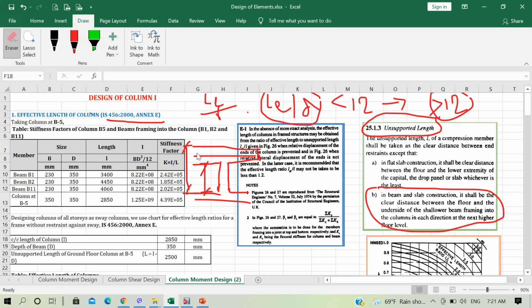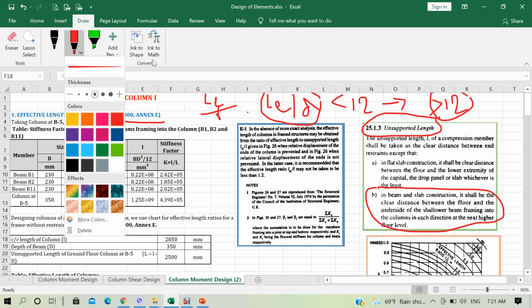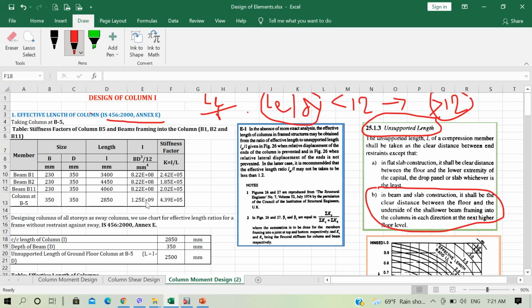Let me draw this again. If this is our column and beam connection, we have from here to here floor height is 2850 mm and the depth of beam is 350 mm. So our unsupported length, meaning this free length of the column, will be 2850 minus 350 is 2500 millimeter, that is 2.5 meter.